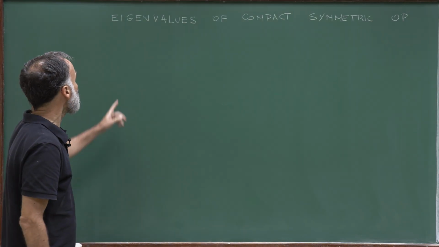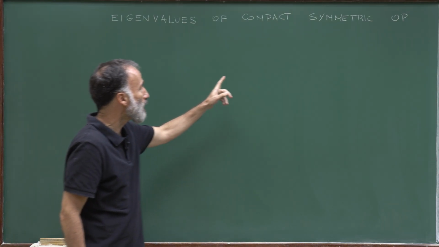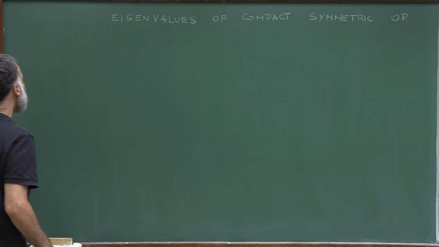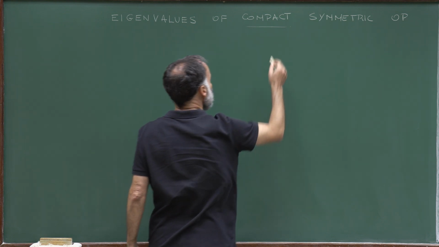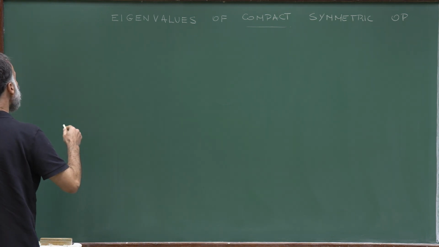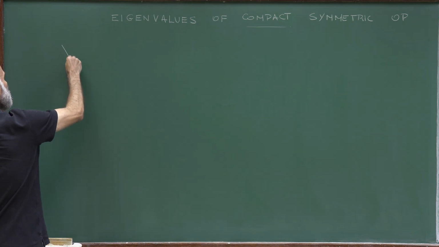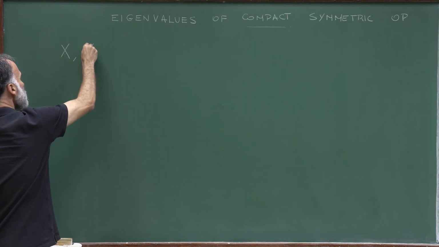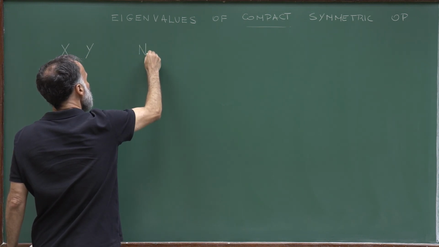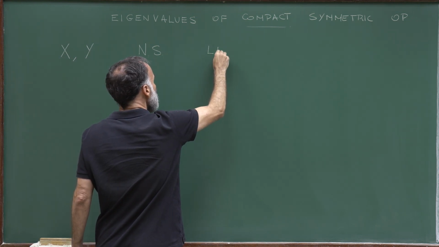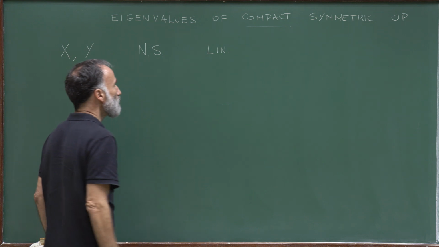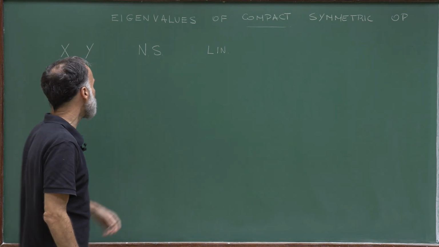So in this lecture, I will discuss eigenvalues of compact symmetric operators. Let me first define compact operators, which is a new object. I'm assuming here that I have X and Y normed spaces. Note that I'm not assuming them to be linear. So in the definition of compact operators, linearity will not appear.